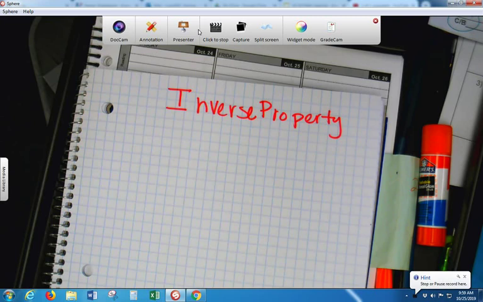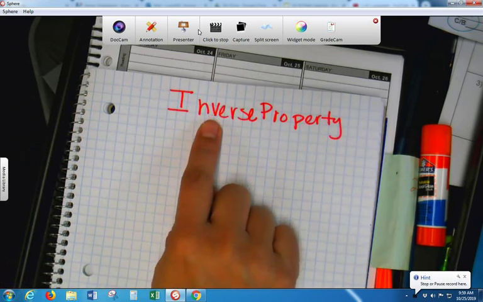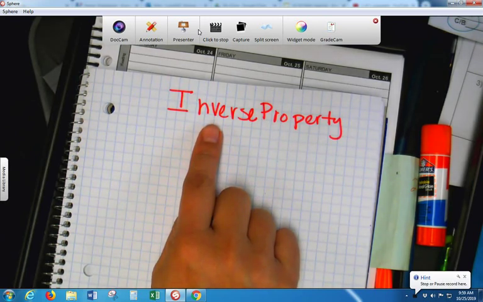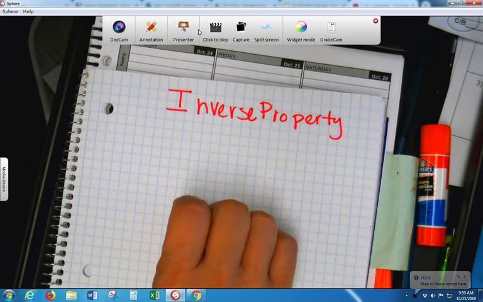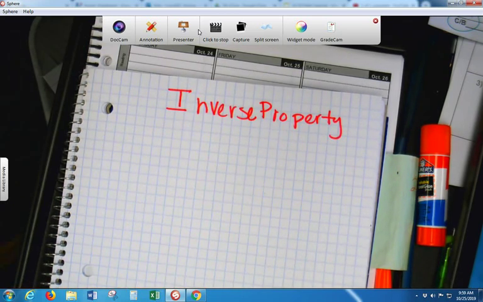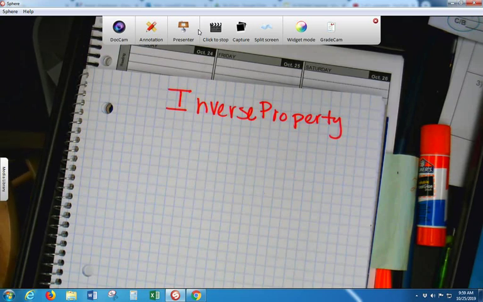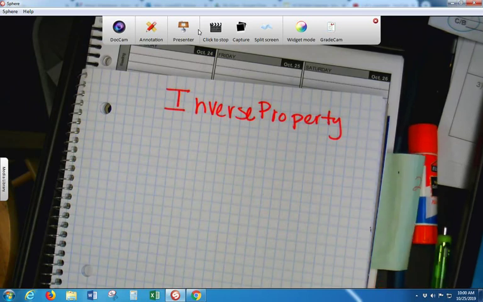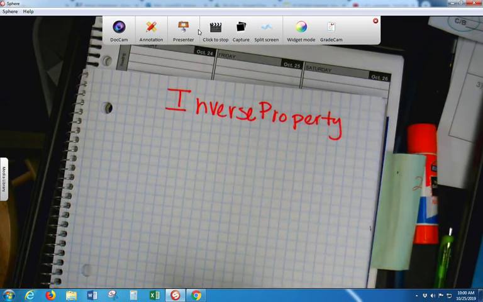Inverse property. Just checking. Does anybody know what inverse means outside of math? Inverse. Okay, opposite or reverse. Okay, keep that in mind. Somewhat similar. It's not as relatable as identity, though. Okay, now, let's see. Can use our brain powers.